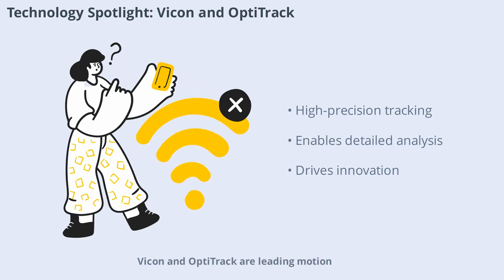Vicon and OptiTrack are leading motion capture systems used in biomechanics labs worldwide. They provide high-precision tracking of body segments, enabling detailed analysis of joint kinematics, including the ICR. These systems are invaluable for both research and clinical studies, offering insights that drive innovation in prosthetics, orthotics, and rehabilitation.